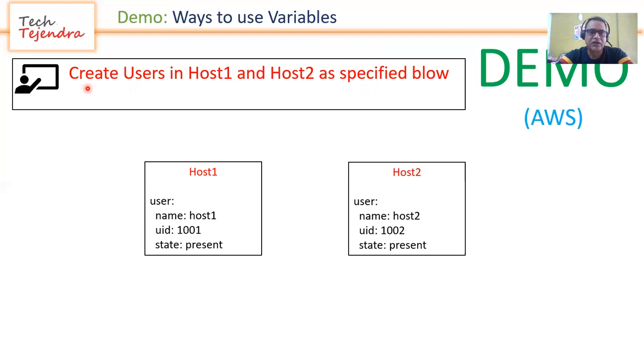So our problem statement is: create users in host 1 and host 2 as specified below. As you know, we have an inventory file with two groups, one is host 1, one is host 2. Whatever machines are under the host 1 group, in all machines one user should be created. And this is the user information. So this is the variable; user is the variable.